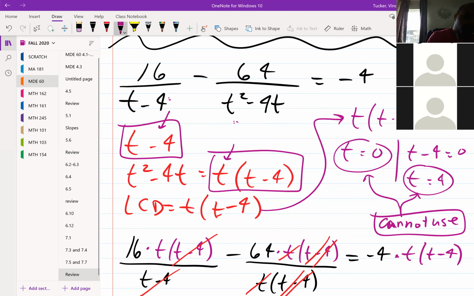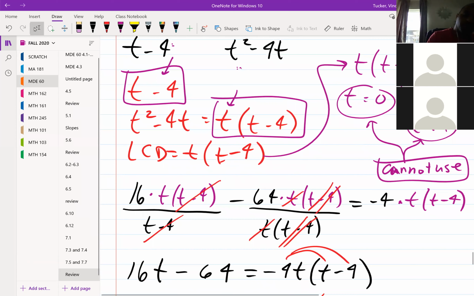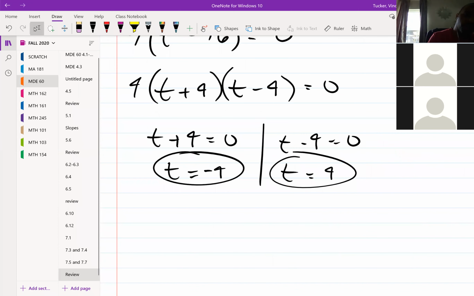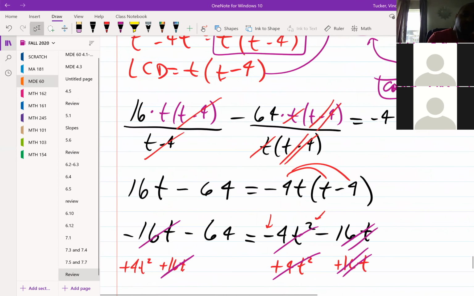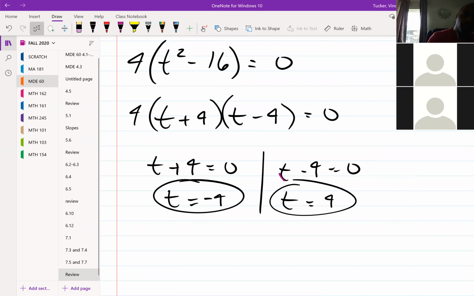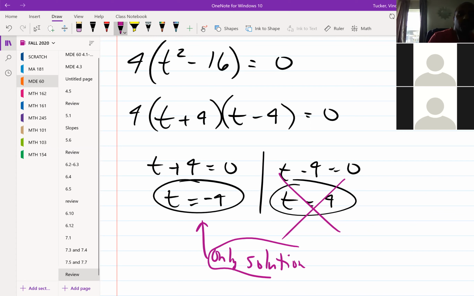So now when we go back to our solutions, notice we got t equal to -4 and t equal to +4. But we just said +4 is one of the values we cannot use. So that would not be one of our answers. This is our only solution. All right, questions?